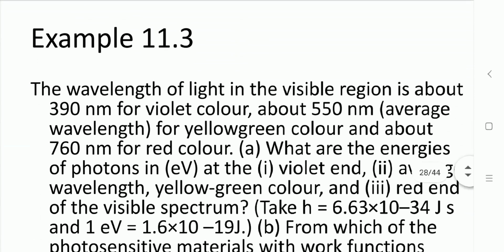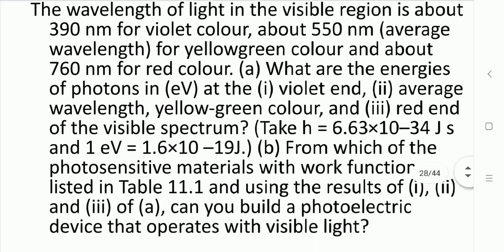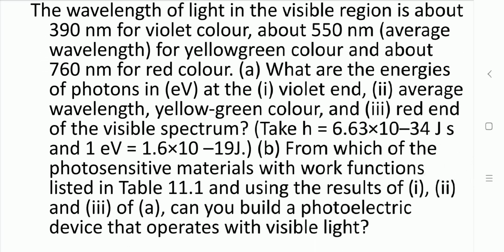Now again, let us go through the other example. The wavelength of light in the visible region is about 390 nanometer for violet color, about 550 nanometer for yellow-green color, that is the average of yellow-green, and about 760 nanometer for red color. Then, what are the energies of photons in electron volt at the violet end, the average wavelength yellow-green color, and the red end of the visible spectrum? Take Planck constant h as 6.63 × 10^-34 joule second. 1 electron volt equals 1.6 × 10^-19 joule.